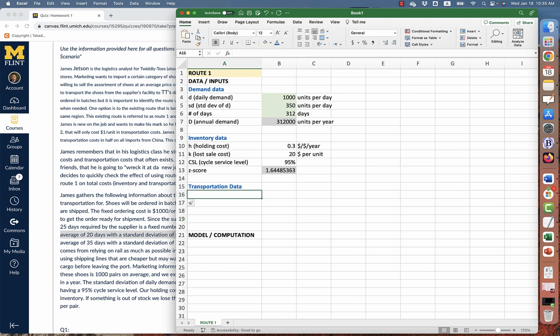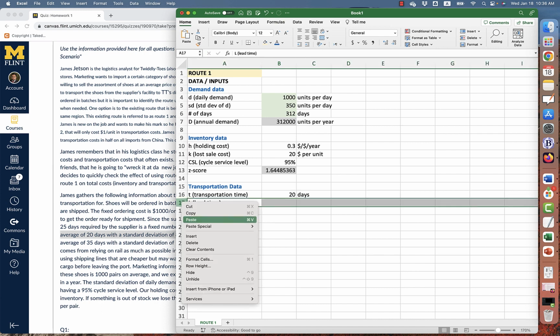So we can say our transportation time, T, and I'm going to make it formatted just like a regular cell. T, this is transportation time, is 20 days. And then let's change the formatting to match these cells. Then my lead time is going to be more than the transportation time because lead time is the total time.